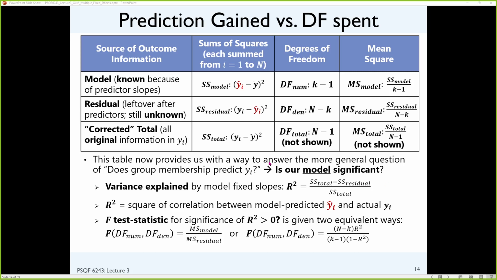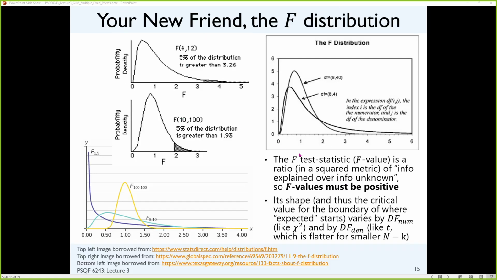And T, as a distribution, looks like the normal hump, right? It's symmetric and it goes in both directions. F, because it's a squared concept, is not. It looks like this. So here are a couple examples of F distributions that I stole from various places, linked below.